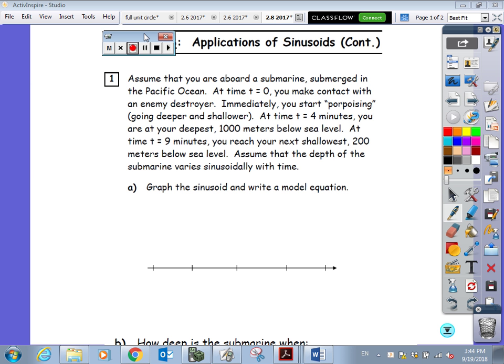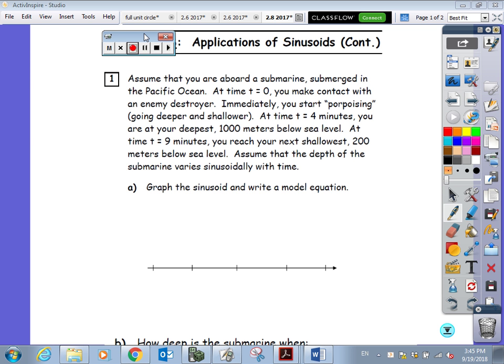Like it says at time equals 0, you make contact with an enemy destroyer. Well, we have no idea where we are when we meet that enemy destroyer. So that is extra information. At time equals 0 doesn't even matter. It matters, but in this problem, we don't know. It doesn't mean anything. Then it says we start porpoising, deeper and shallower, which is going to be a sinusoid, sine or cosine equation.